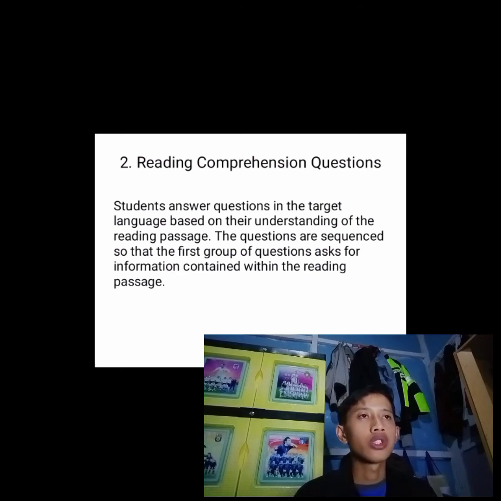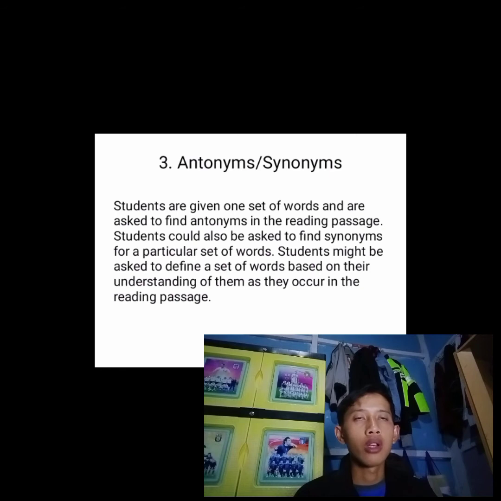The second point is reading comprehension questions. Students answer questions in the target language based on their understanding of the reading passage. The questions are sequenced so that the first group of questions ask for information contained within the reading passage. Jadi di poin kedua ini siswa menjawab pertanyaan dalam bahasa target berdasarkan pemahamannya tentang halaman bacaan tersebut.